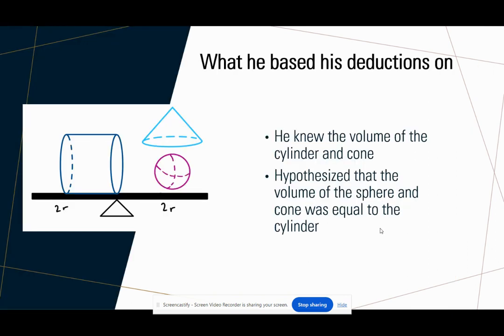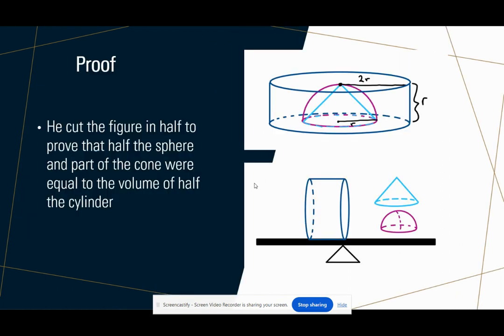All right, so this is just continuing on from that. This whole proof is based upon his law of the lever, and that's why this lever is up here. Basically, he knew the volume of the cylinder and the cone. Those two things had already been found, and his hypothesis was that the sphere plus the cone would equal the cylinder, but he wanted to prove that.